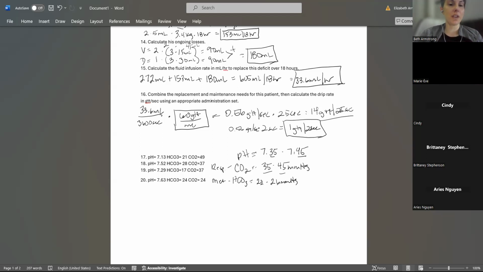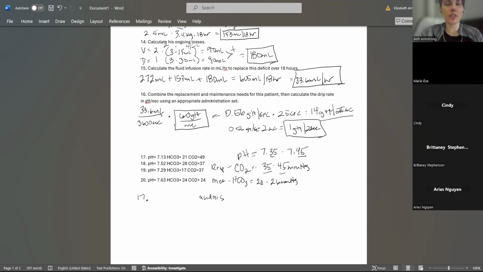All right, in the first one here, the pH is 7.1. Are we normal, acidotic, or alkalotic? Acidotic, good. Acidosis. Then we look at our CO2 and our HCO3. CO2 is 49, HCO3 is 21.